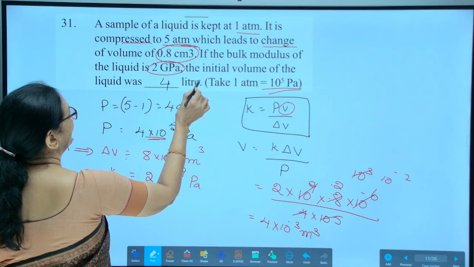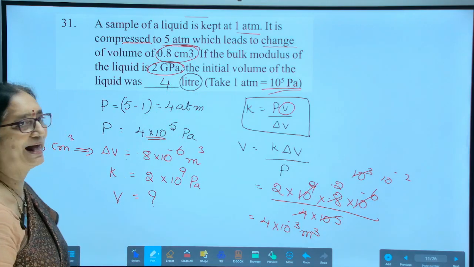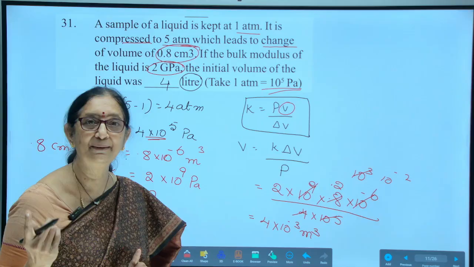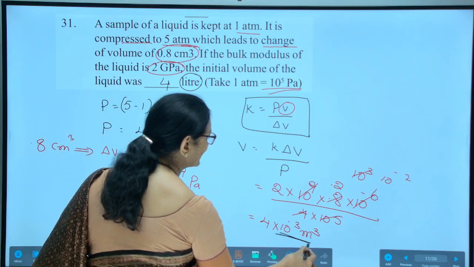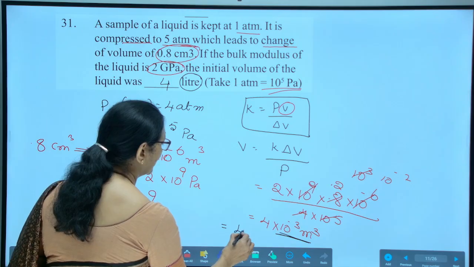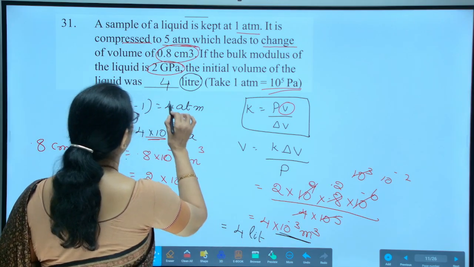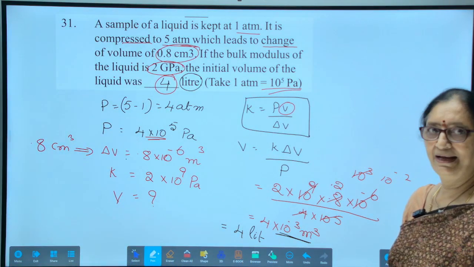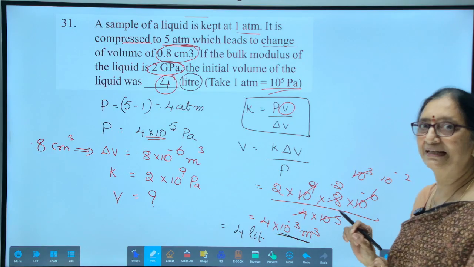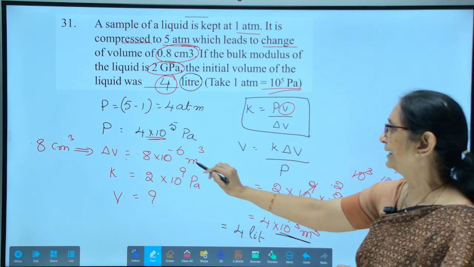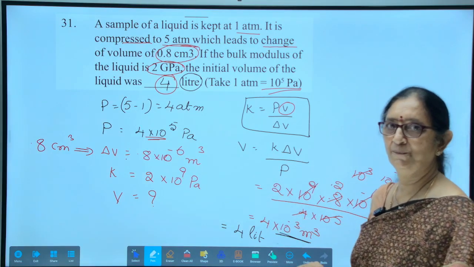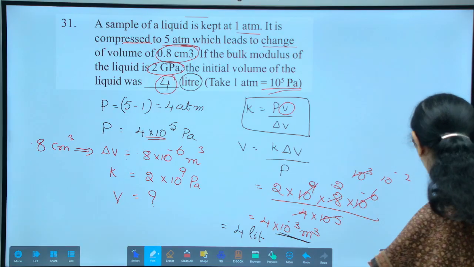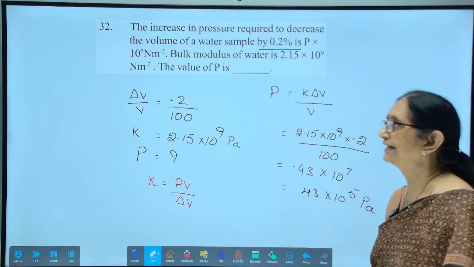If you observe, you are supposed to express the answer in terms of liters. 1 liter is 10 power minus 3 meter cube. So 10 power minus 3 meter cube is 1 liter. So the answer is 4 liters. So the numerical value in that problem is 4. You have to do the conversions carefully, because here we have converted cc to meter cube, and in the final answer we have converted meter cube to liter.